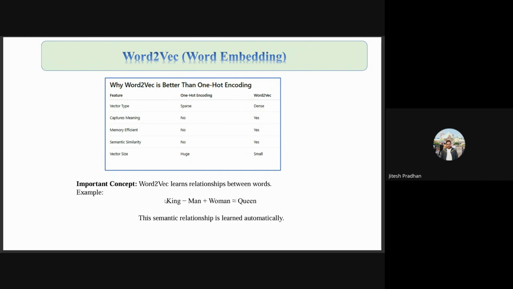Okay, now an important concept. Look at this. If we take king, minus man, plus woman, it will form queen. It means if we have a king value in Word2Vec, and we subtract the man's value from the king and add the woman, then the generated information will match the queen. This is the semantic relationship that it holds.